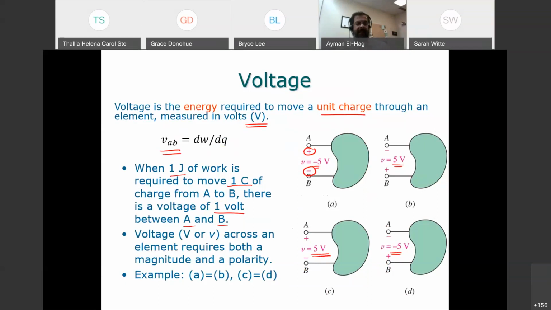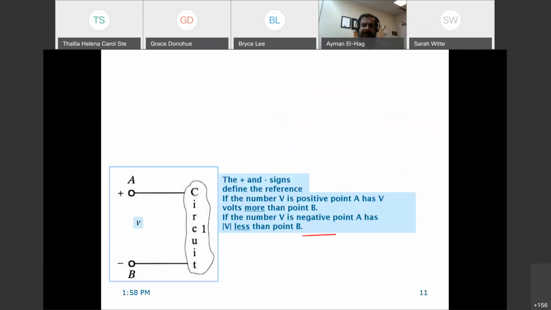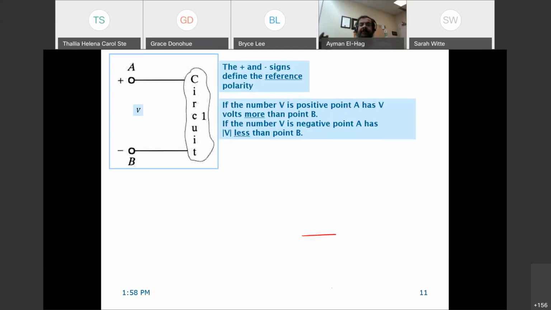So the polarity here, it is positive or negative. The current direction going from right to left or left to right, we need to reverse it once we change the voltage. Let's re-emphasize then here.